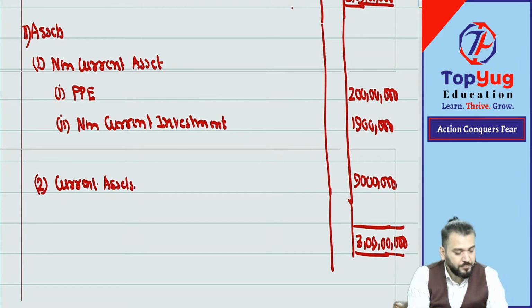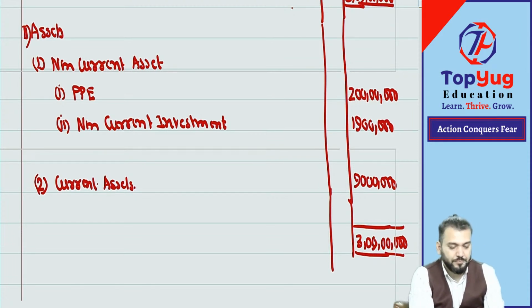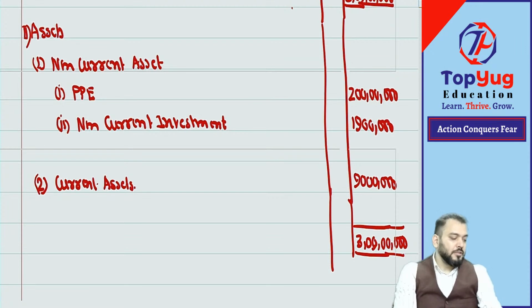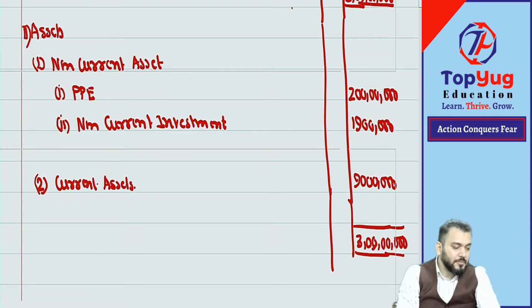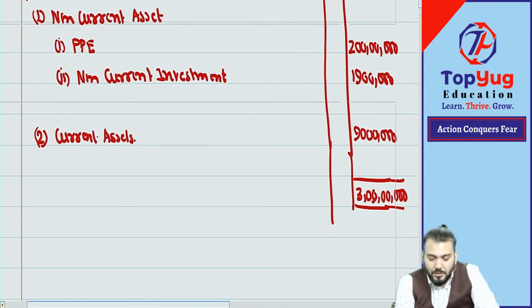Very simple. Follow. Now, I've already said that notes to account, if you have time, you can prepare. If you don't have time, you can ignore also. Correct now. But if you have time, you can prepare for share capital and reserve and surplus. Okay. That you can do.